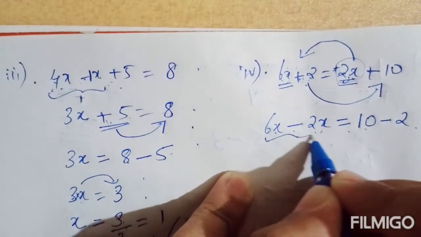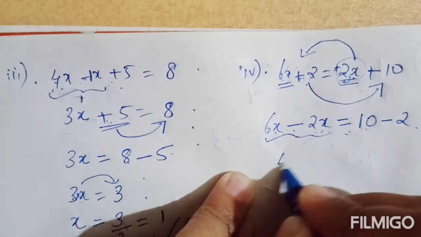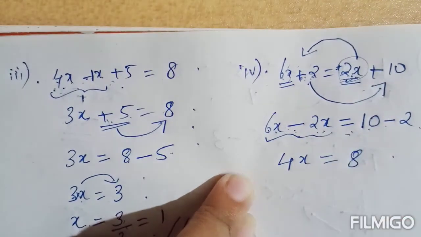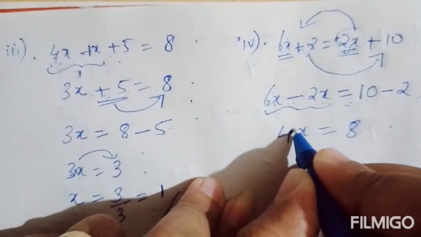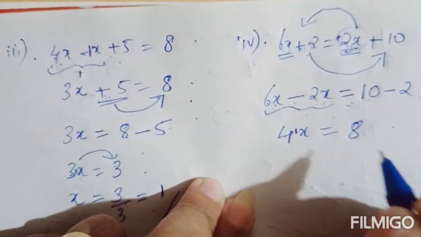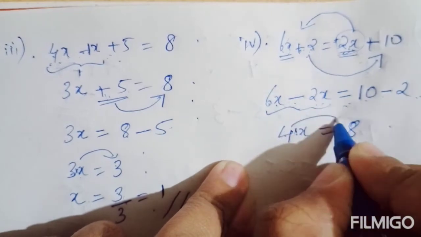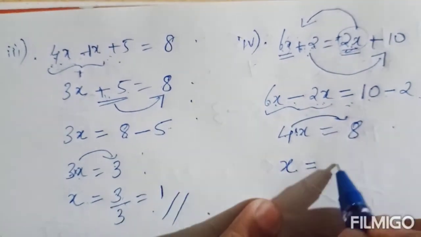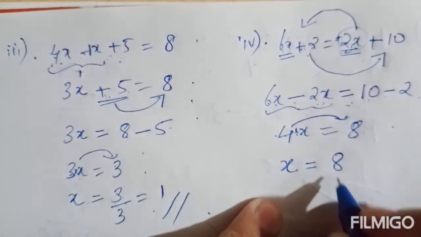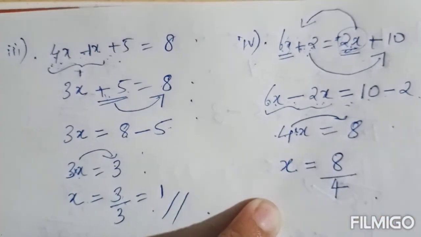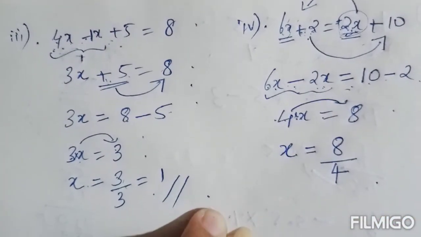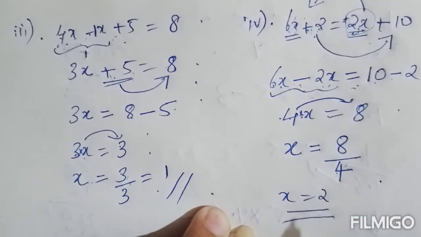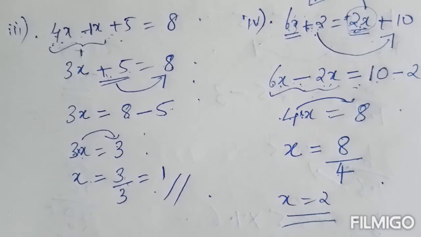Now we can subtract. 6x minus 2x it is 4x equal to 10 minus 2 it is 8. Okay, now 4 into x equal to 8. From this we are taking 4 to the other side. We have to find the value of x. So x equal to 8. Multiplication 4 on taking to the other side it will be divided by 4. So x equal to 8 divided by 4 it is 2. This will be the answer.